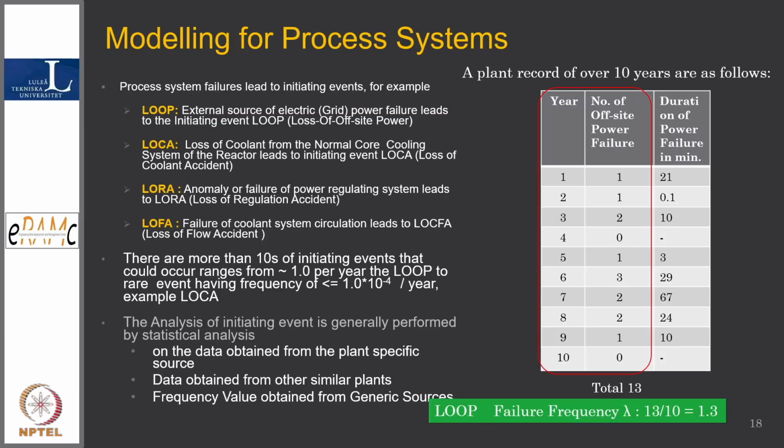Now modeling a process system. Modeling a process system, let us say first step we said identifying the initiating event. So loss of offsite power, loss of coolant accident. We are in the context of a nuclear plant that we are talking about, loss of regulation accident and loss of flow accident. And there are many. The initiating event list contains tens of events that form the list of the initiating event.